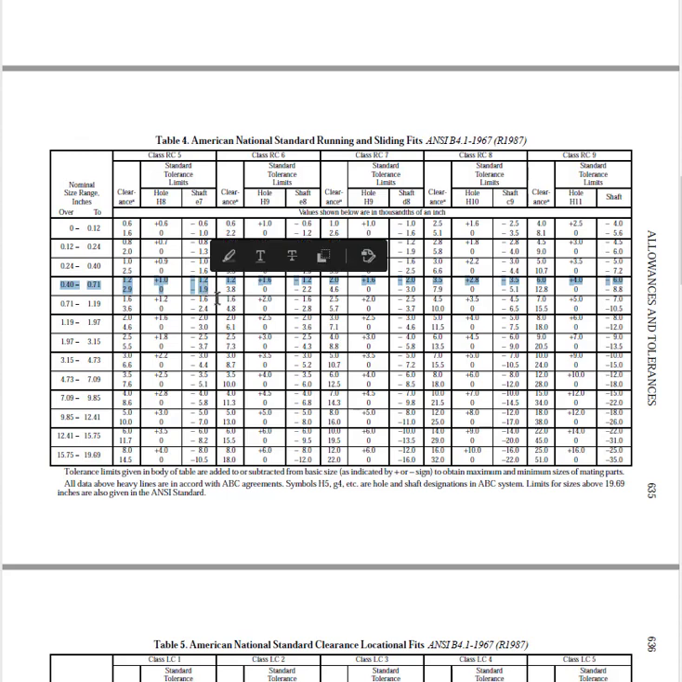0.4375. Here's where we want to look in this part of the table. RC5, 0.4 to 0.7. Okay, this is the nominal size range that we are in. And then here are the dimensions, 1.2, 2.9, 1.0, and 0.